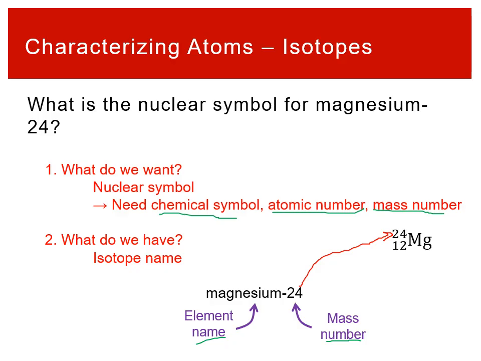So we can take that nuclear symbol from the isotope name. The isotope name, magnesium-24, is trying to convey the exact same information as the nuclear symbol. So it's just a matter of rearranging those and looking up one extra piece of information: what the symbol is and what the atomic number is. Otherwise, it's the same information, just repackaged.